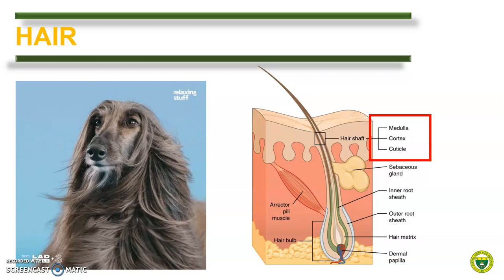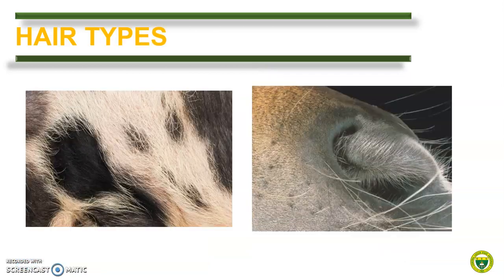Now let us see the different types of hair. There are at least 5 types of hair, one of which is the bristle. They are described as stiff hair. The coat of the pig, the cilia, the vibrissae, which are the hair of the nostrils, and the beard of the goat are examples of bristle.